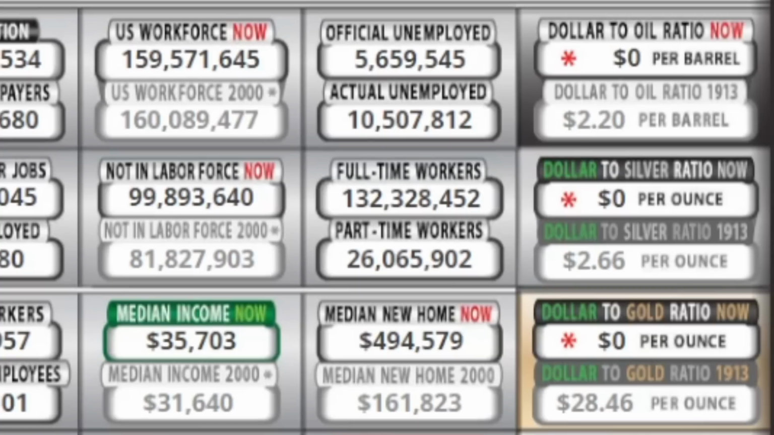Now let's talk about why it actually says $0 for all three of these. It's the same reason for all three of them. We're going to talk about the dollar to silver ratio because most of you are interested in silver. I mean, my channel is mostly about silver. I'm called Silver Dragons. So we'll talk about silver, but it applies to all three of them.